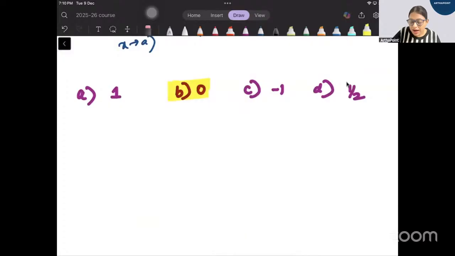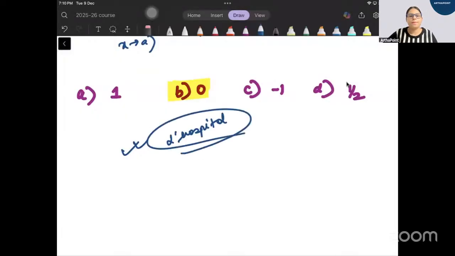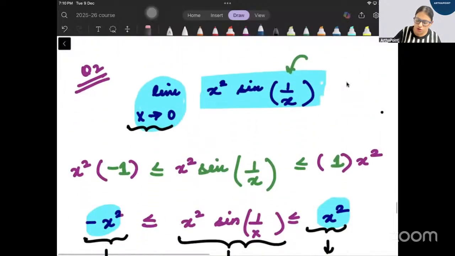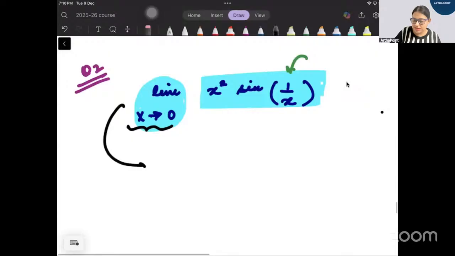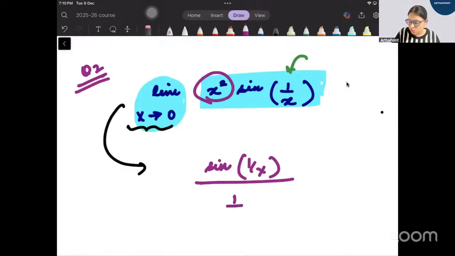But you can definitely do this question by L'Hopital. There is nothing wrong in it. You could have written this function as sine 1 by x, or this x square I can write as 1 by x square. So then also it is fine, and I can apply L'Hopital on it. So up to you how you want to do it. But yes, you're right that the answer will be 0.